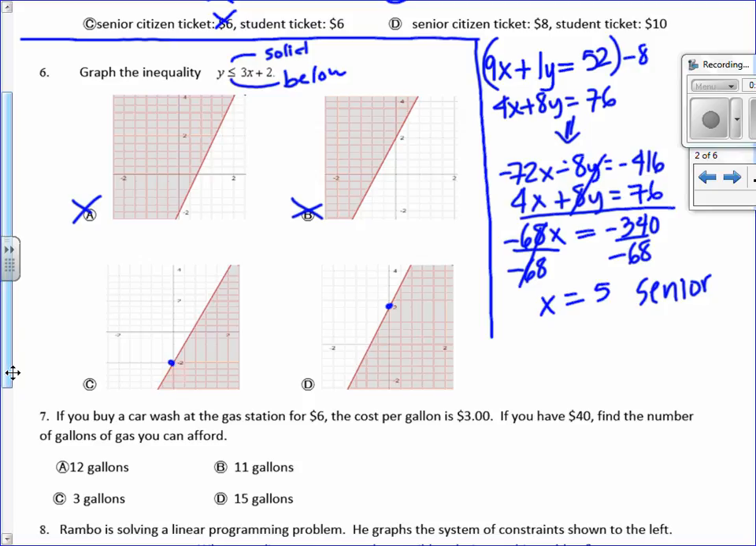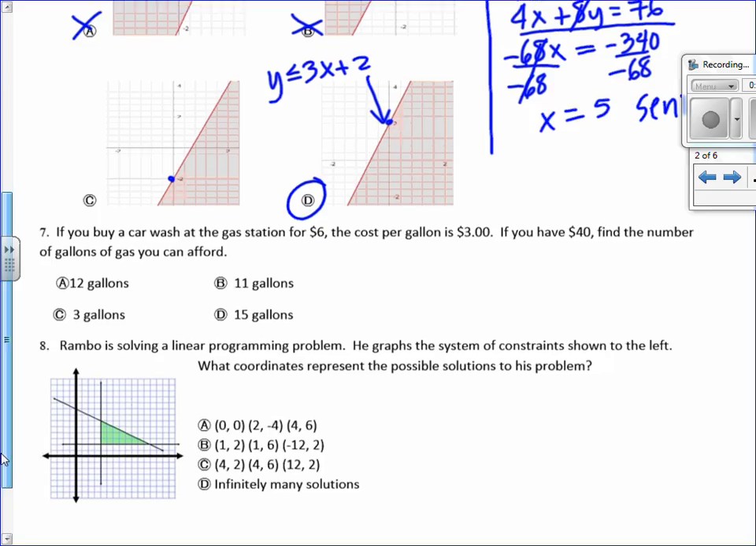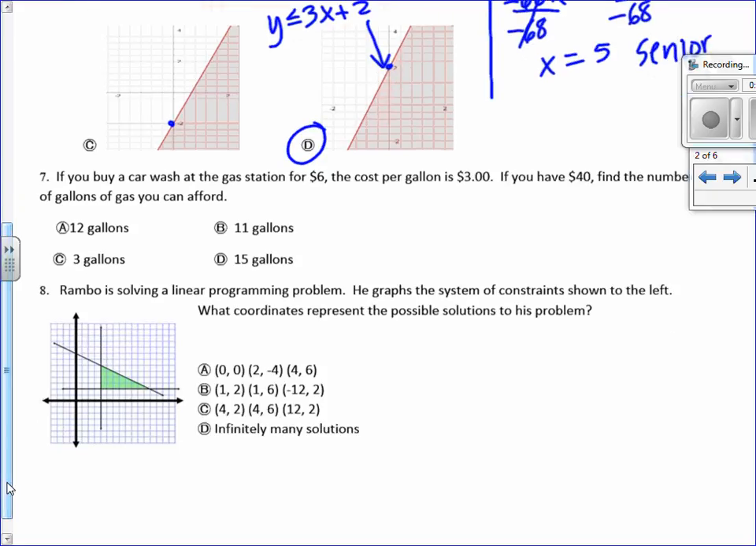So this is at positive 2, and so I'm going to look at my graph, and I see that my equation is y less than or equal to 3x plus 2. So this one has a positive y-intercept, so that's how I select that. So the point of the problem is, do you know how to shade, and do you know how to graph a line?